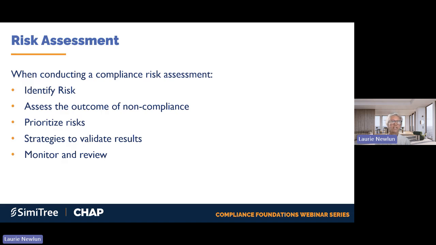You're measuring those against external elements or internal past history within your organization. You're identifying the risk. You're assessing the outcomes of noncompliance. What's going to be the penalty of noncompliance? Is this a law? Is this a regulation? What have we seen based on other things that we've read or we've seen, or the OIG or the DOJ has published? Their reports are really good sources of information to make a determination on how big the risk is for noncompliance. We want to prioritize those risks.